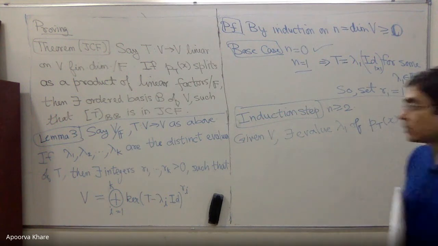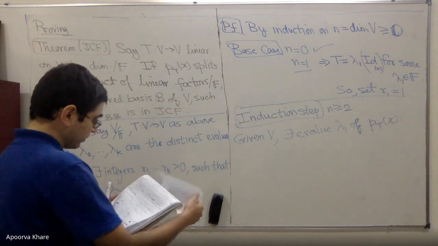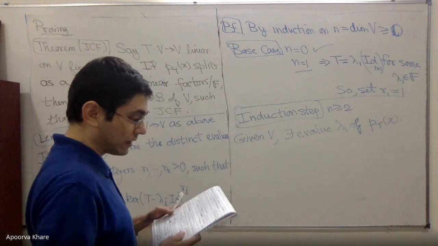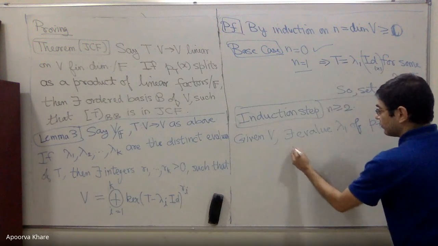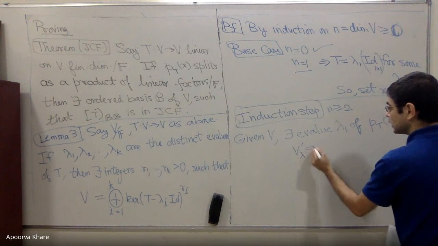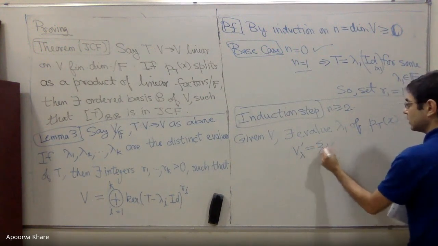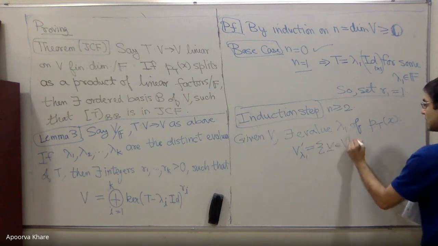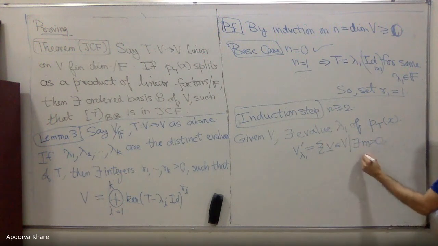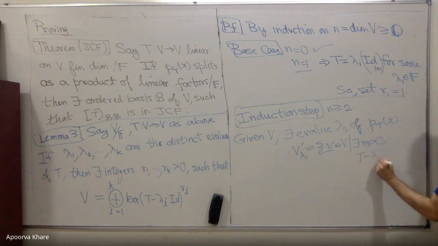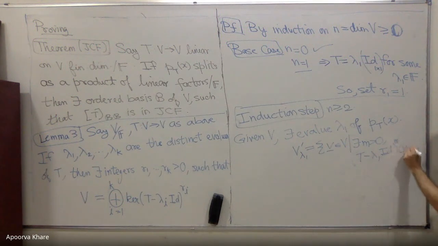Okay, now what does lemma 2 say? Let me just remember this. Lemma 2 said that if you have an eigenvalue and you define the generalized eigenspace, let me remind you, V prime lambda equals the generalized eigenspace. So this is the set of v in V such that there exists an integer m with T minus lambda 1 identity to the power m of v equals 0.